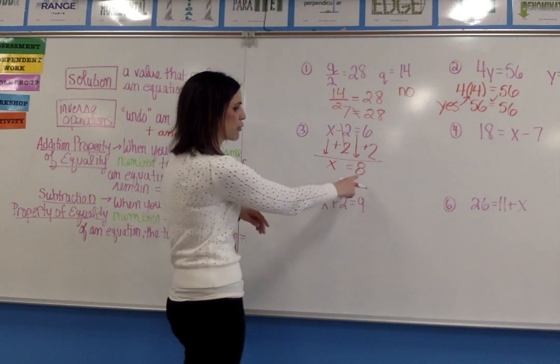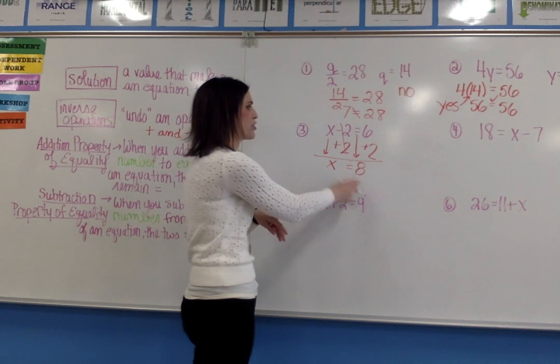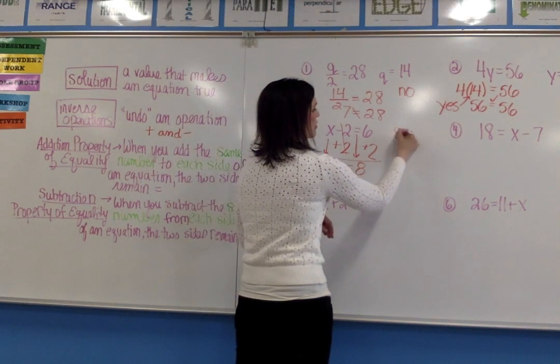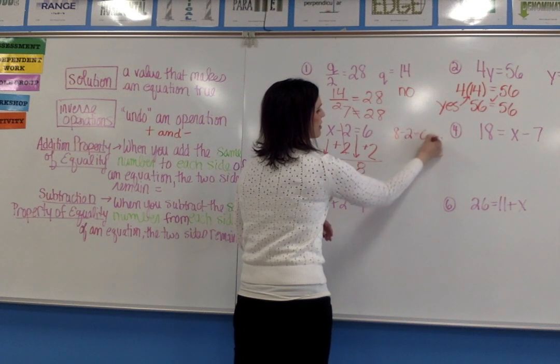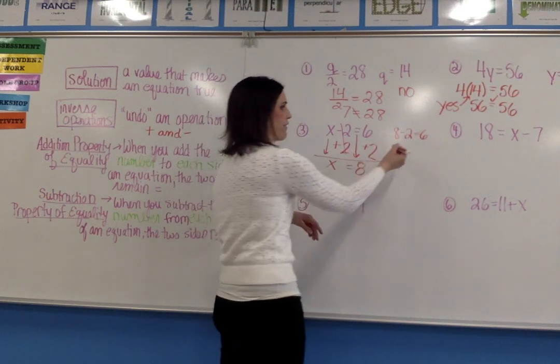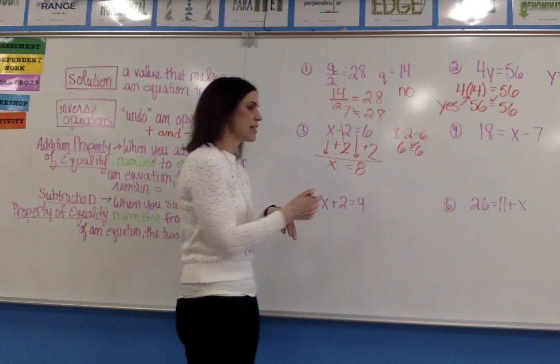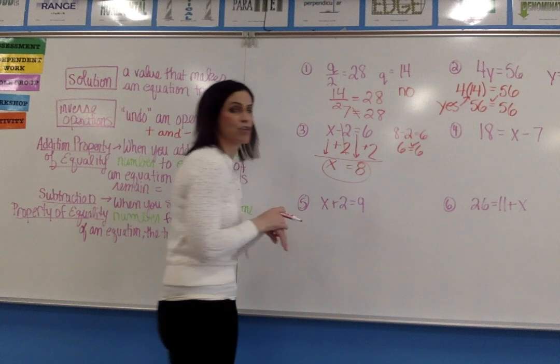It's also important that you check your solution to make sure you solved it correctly. And to do that, I'm going to take the value that I solved for, which is 8, and put it back into the original equation. So 8 minus 2 equals 6. I'm going to subtract on the left. 8 minus 2 is 6. And since the right and the left-hand side are equal, I know that I solved my equation correctly.